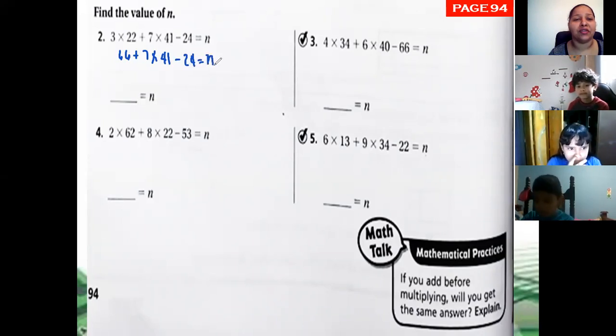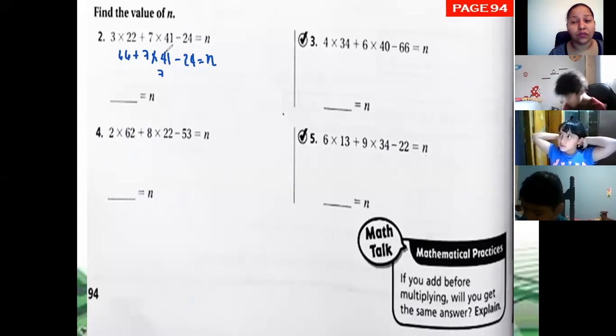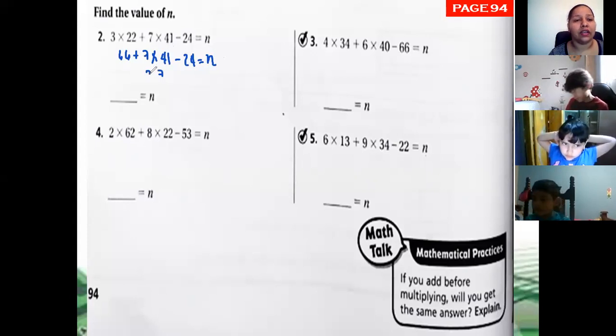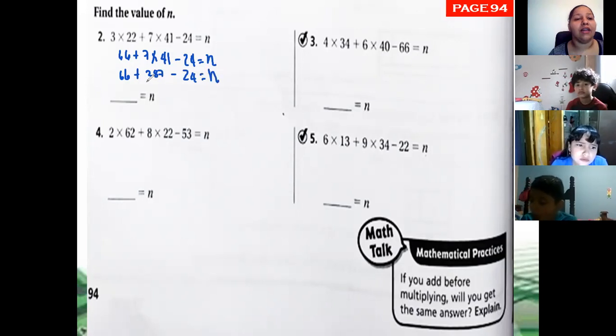I'm trying to do these numbers properly. Okay, so now I need to multiply 7 times 41. 7 times 1 is 7, and 7 times 4 is 28. So you see, look what I am doing. And I have 24 in the value of n. So I have in here 66 plus 287.